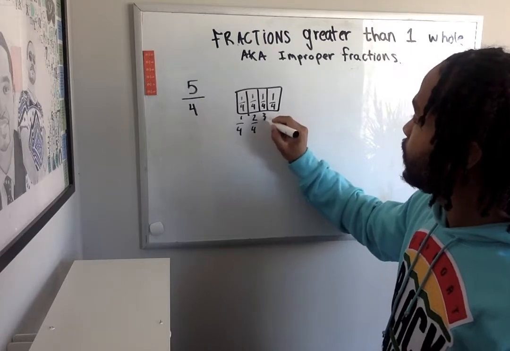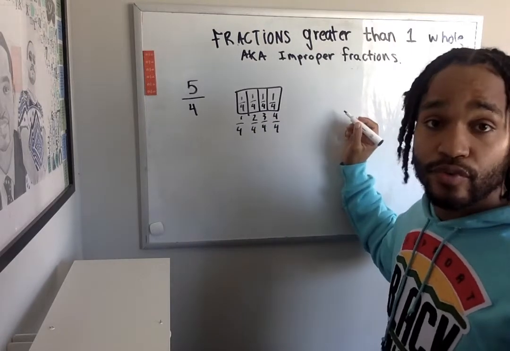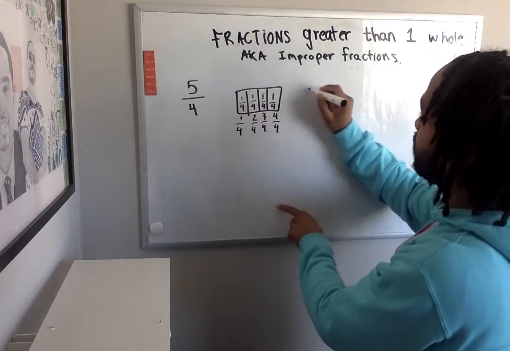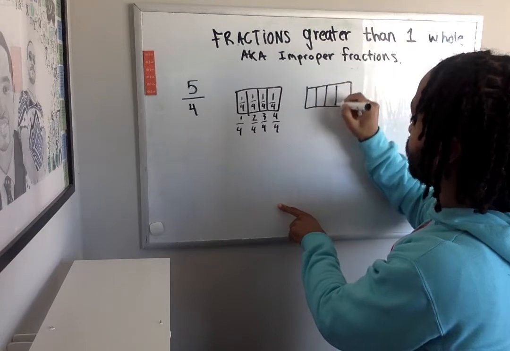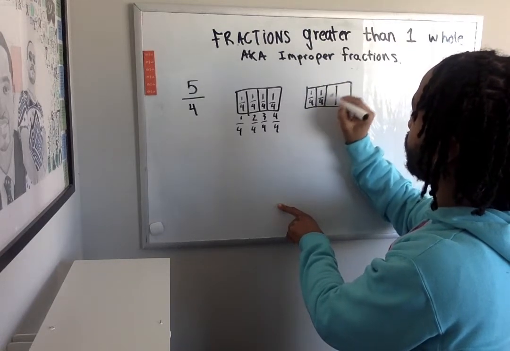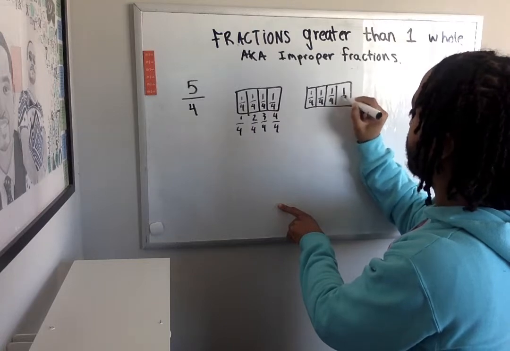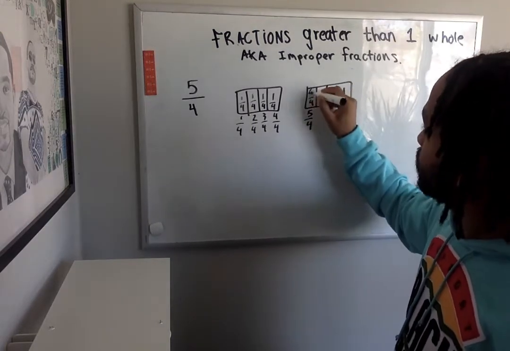2/4, 3/4, and 4/4. I need 5/4. So I need to make another whole. Partition it into 4ths. 1/4, 1/4, 1/4, and 1/4. And now I have 5/4. So I'll shade that in.